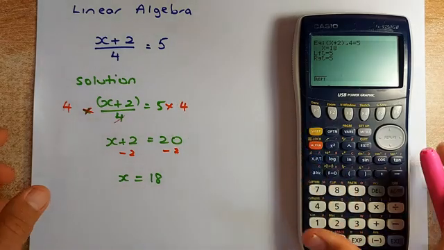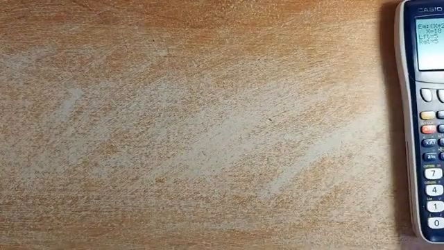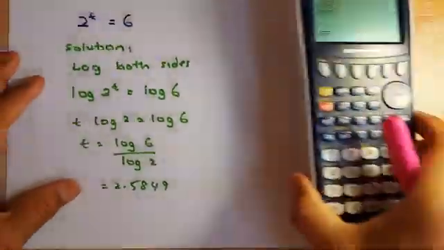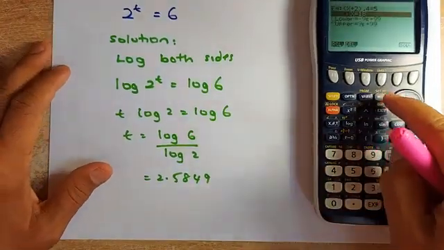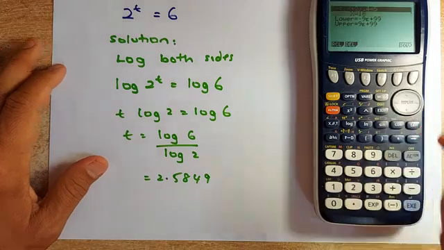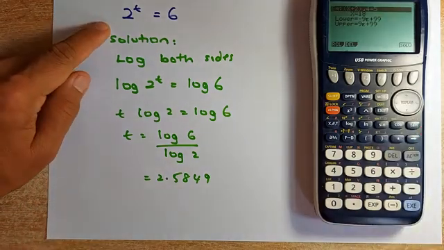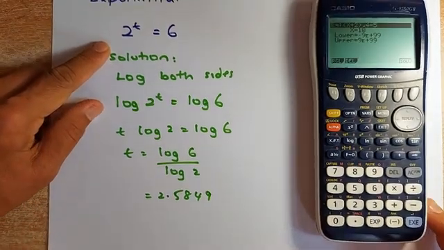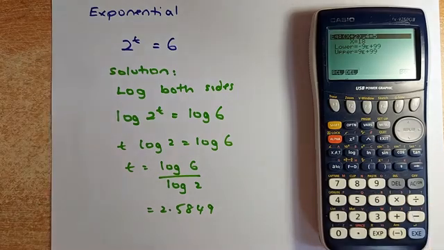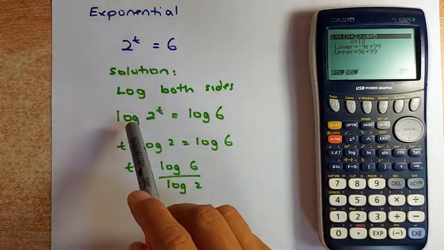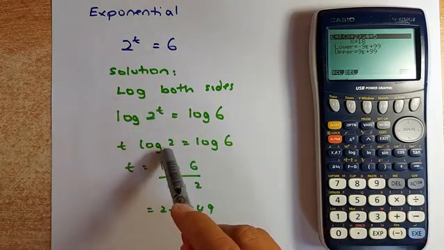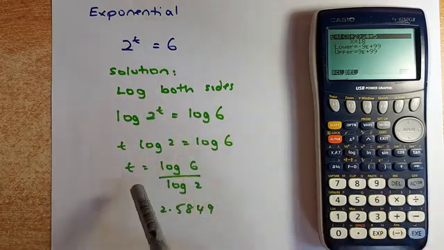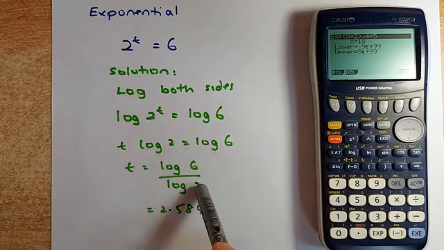Great, good. Now we are going to do a harder example. We are doing exponential. If you learned exponential before, what we're going to do is solve 2^t equal to 6. So we're going to log both sides. Log 2^t equal to log 6. What happened? The t can come down. So t log 2 equal to log 6. And put in your calculator, t equal to log 6 divided by log 2.